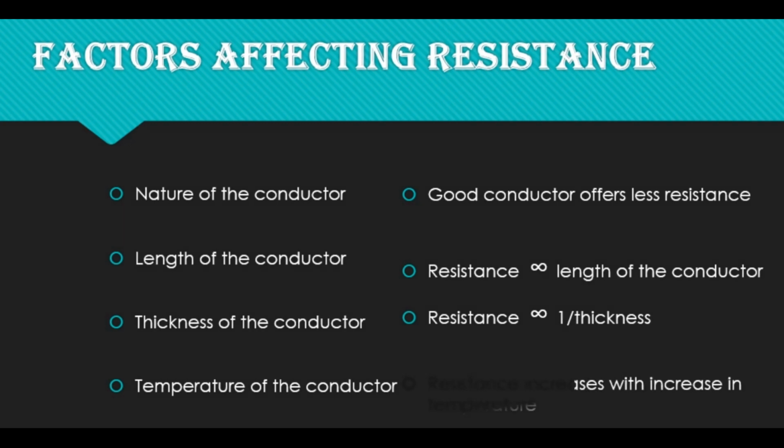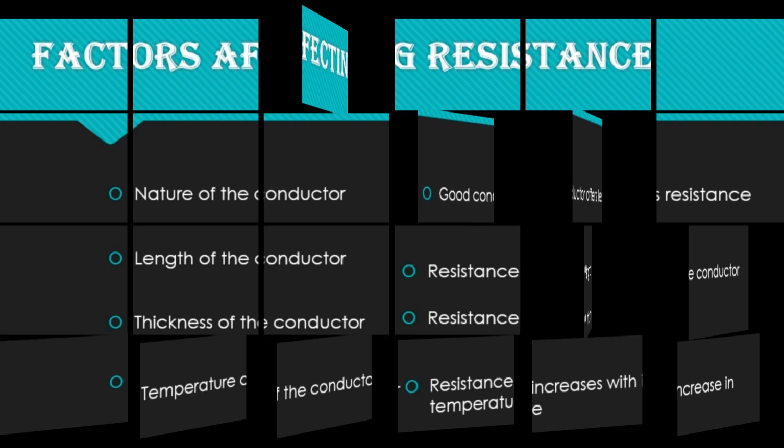At last, the temperature. The temperature increases the kinetic energy of the molecules. So, the positive ions will start vibrating. Due to the vibration, the chance of collision increases. Hence, the resistance of the conductor increases with increase in temperature.